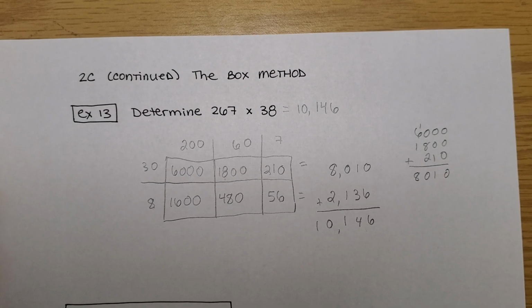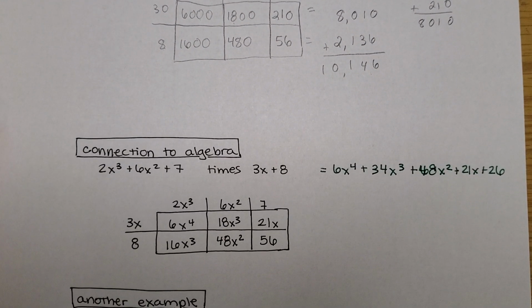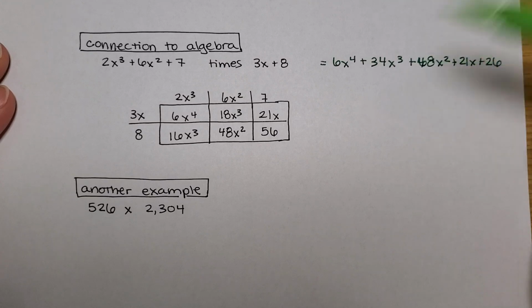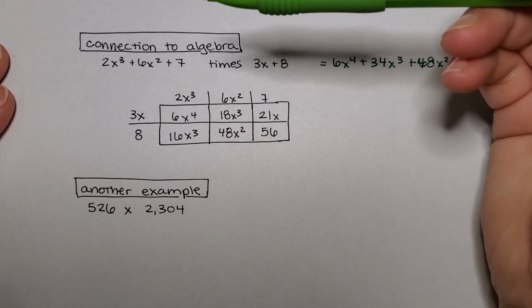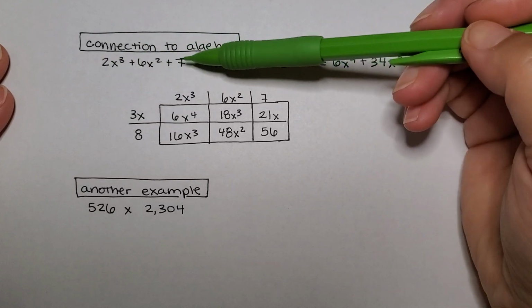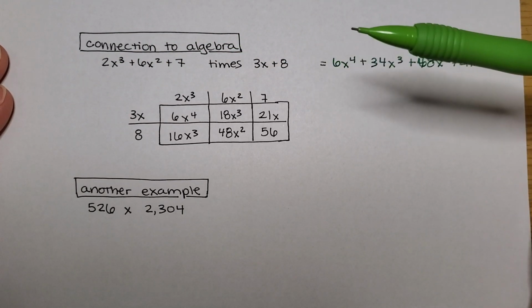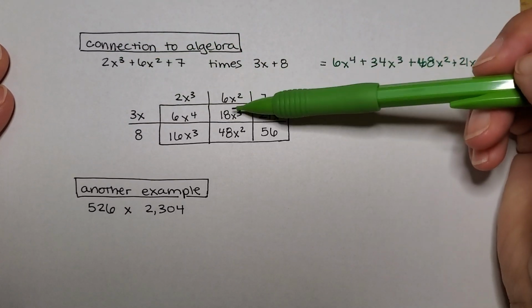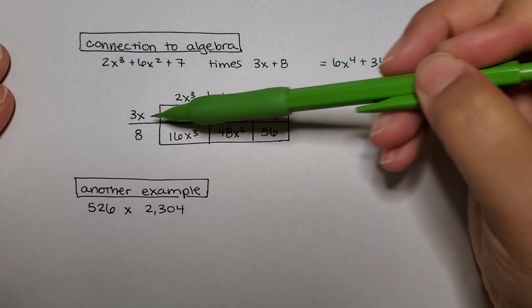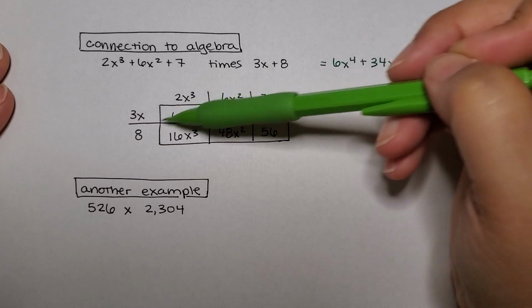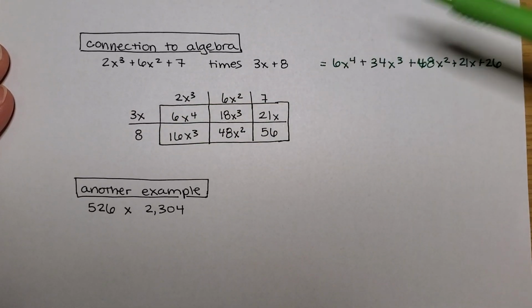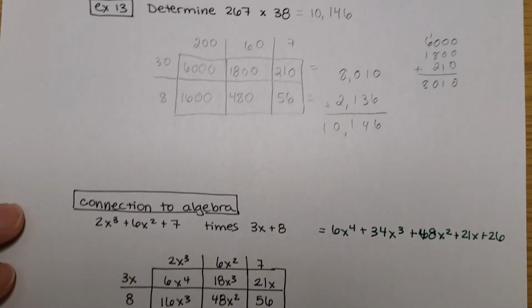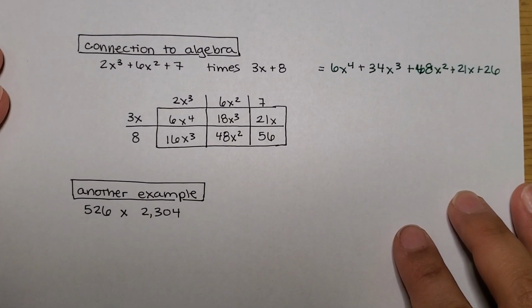Now, one of the reasons I like the box method is that it has a really nice connection to algebra. So in algebra, don't worry, I'm not going to ask you to do any of this in this class, but in algebra, you're going to have a combination of numbers and letters that you're multiplying together. And you set it up the same way. So you can have the 2x cubed, the 6x squared, and the 7, and then the 3x and the 8. You multiply through to get those numbers in the boxes, and then you add all of those up to get the ending result. So if you know this process with numbers, that's going to make algebra process a little bit easier.